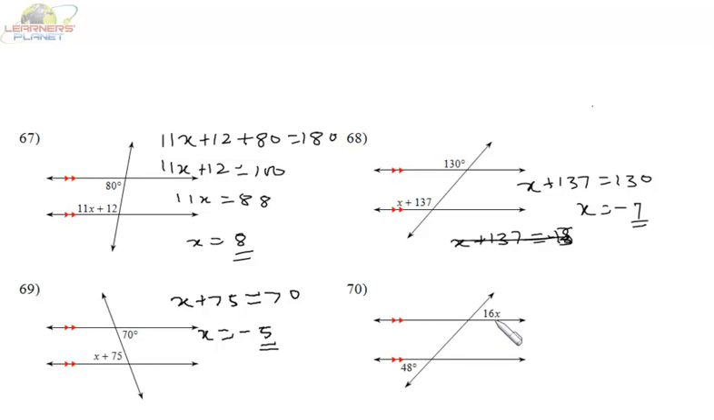Here this angle is 16x and this angle is 48. So both of them are alternate exterior angles since they are lying on the opposite side of the transversal, and in the case of parallel lines both of them will be equal. So 16x is 48 and x will be 3. Okay.